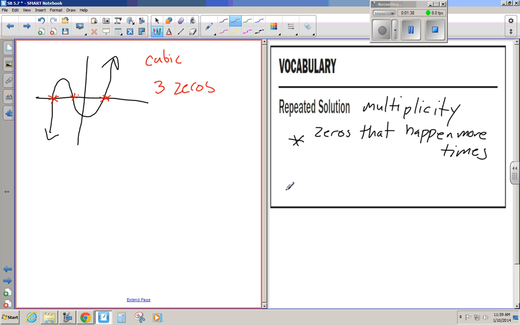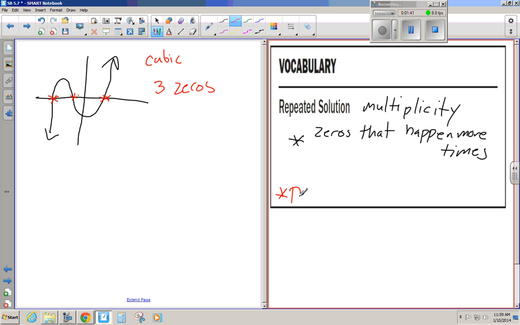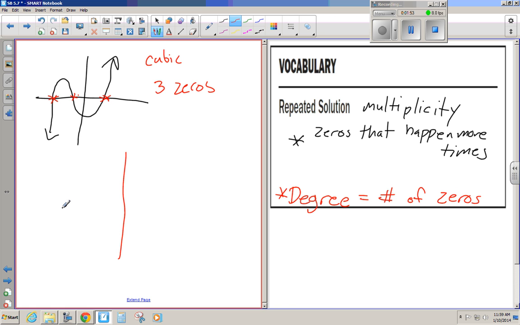So please also remember, we need to put in here that the degree of an equation equals the number of zeros. So what I mean by that as well, this right here, you can look at this and you know automatically that this is at least an x to the 4th, because there are 4 zeros. It's at least x to the 4th.